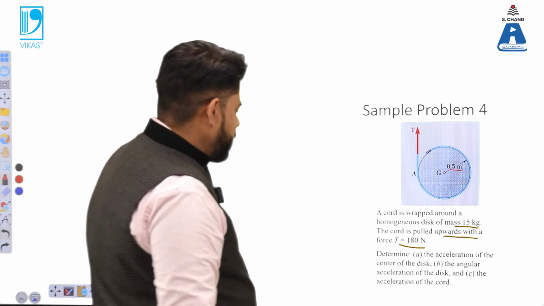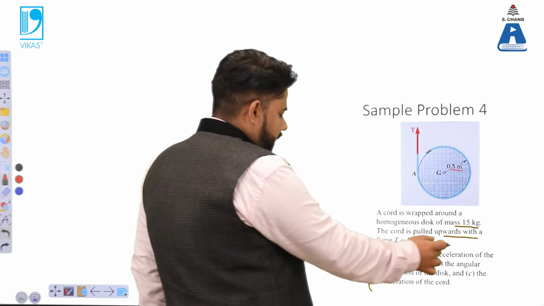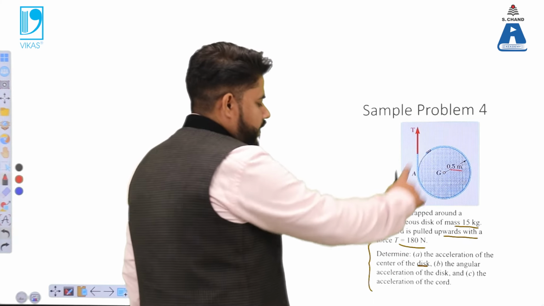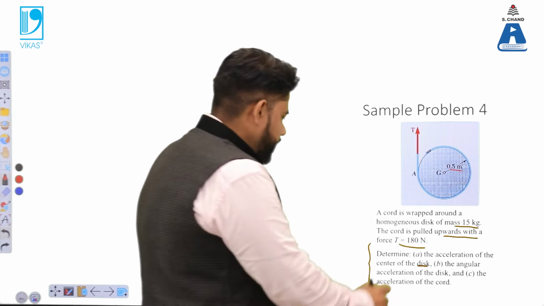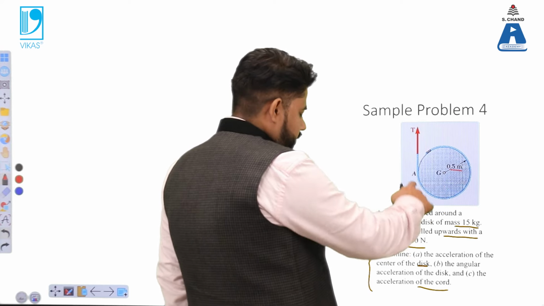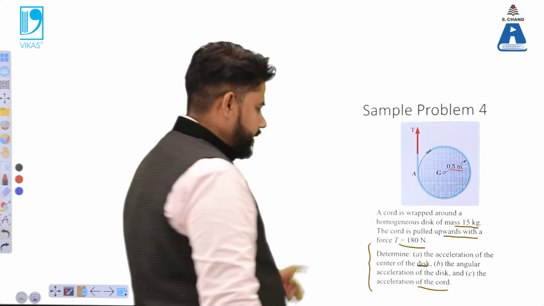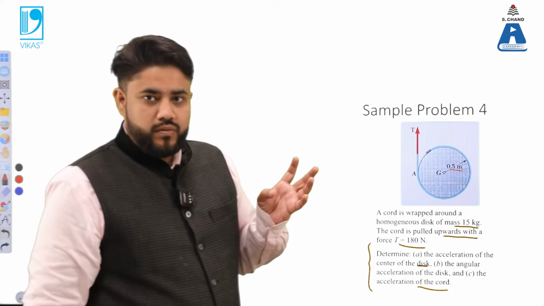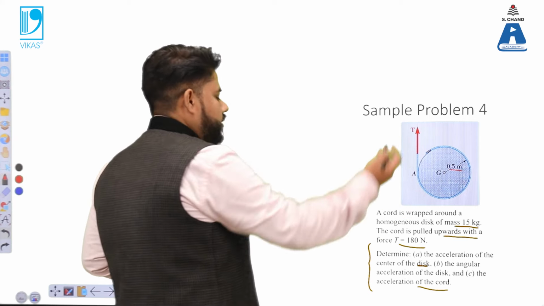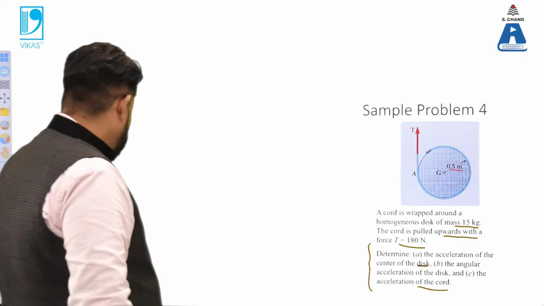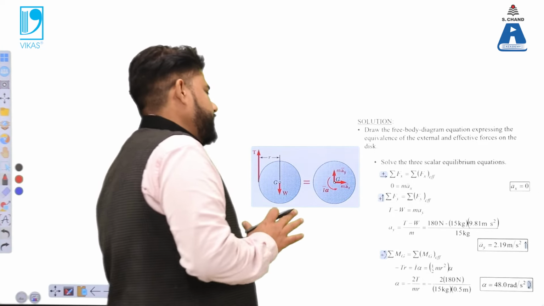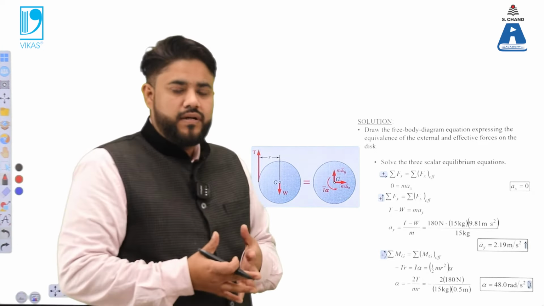Now what is required and what we want to find out: determine the acceleration of the center of the disk. So at the center we need to find the value of acceleration, the angular acceleration of the disk, and the acceleration of the cord. So one, we need to find the acceleration at the center. Second, we need to find the value of angular acceleration, and third is related to the cord. The acceleration of the cord is also required. So the solution lies in the same concept that we have learned so far.